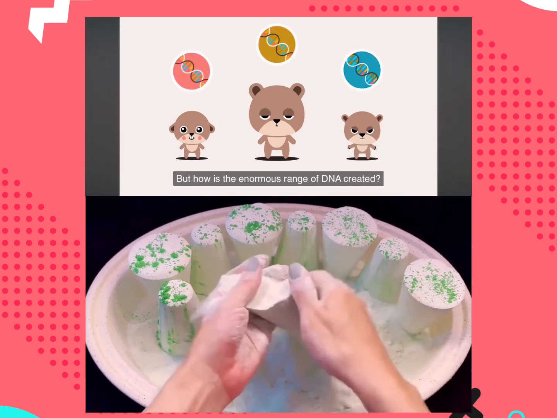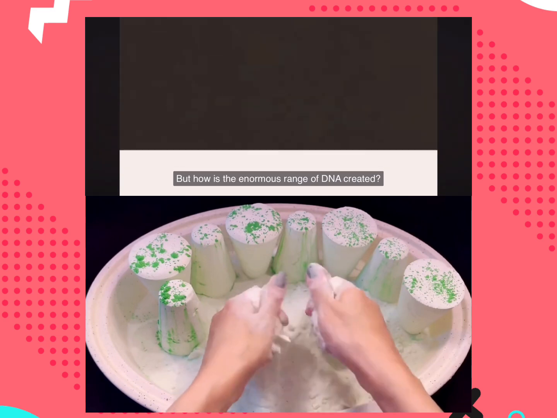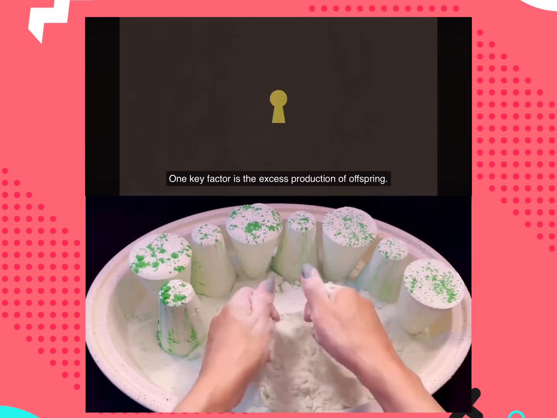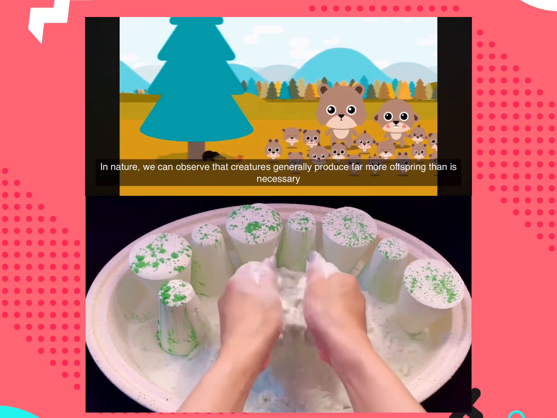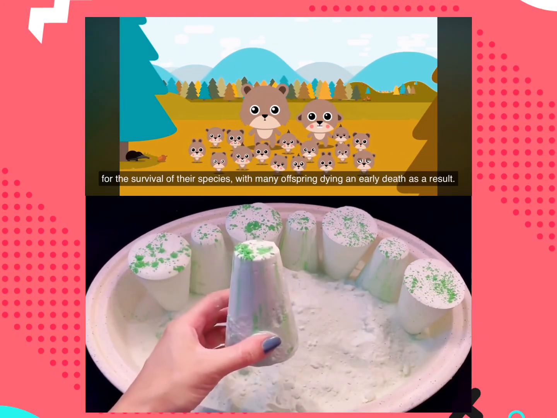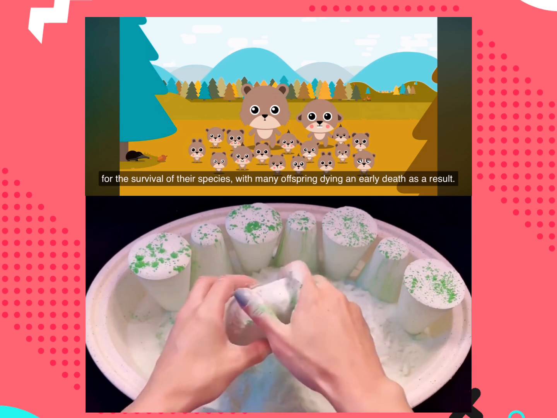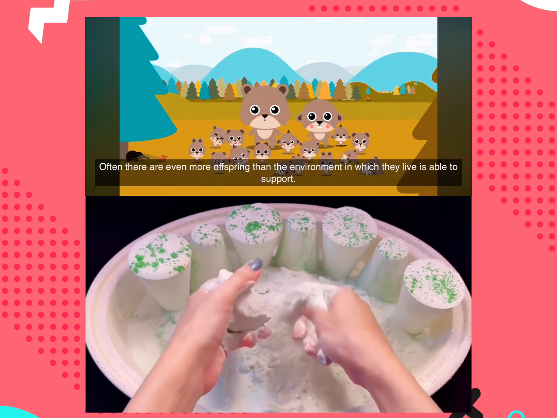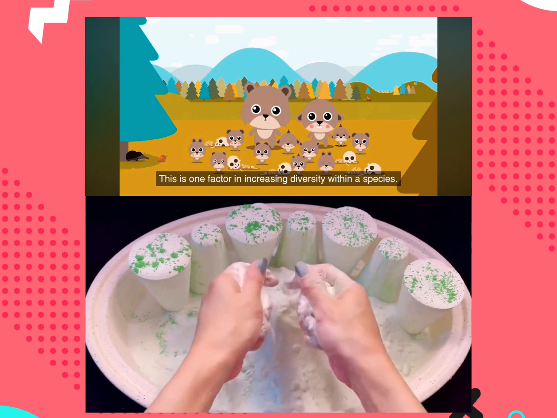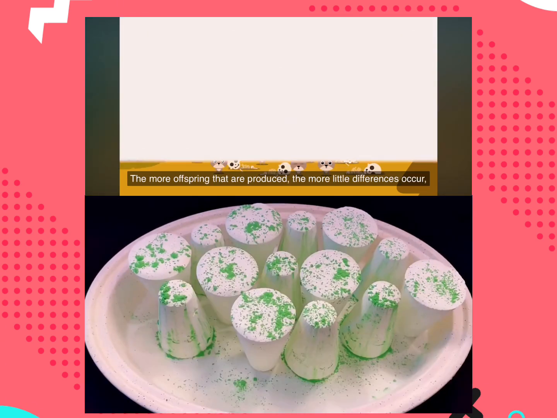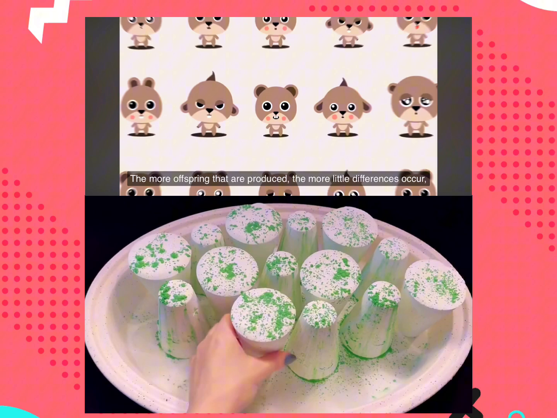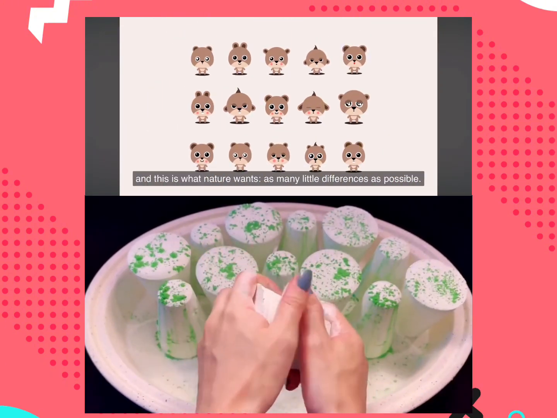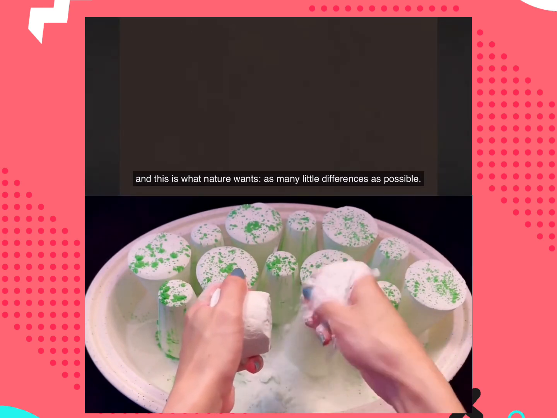But how is the enormous range of DNA created? One key factor is the excess production of offspring. In nature, we can observe that creatures generally produce far more offspring than is necessary for the survival of their species, with many offspring dying an early death as a result. Often there are even more offspring than the environment in which they live is able to support. This is one factor in increasing diversity within a species. The more offspring that are produced, the more little differences occur. And this is what nature wants, as many little differences as possible.